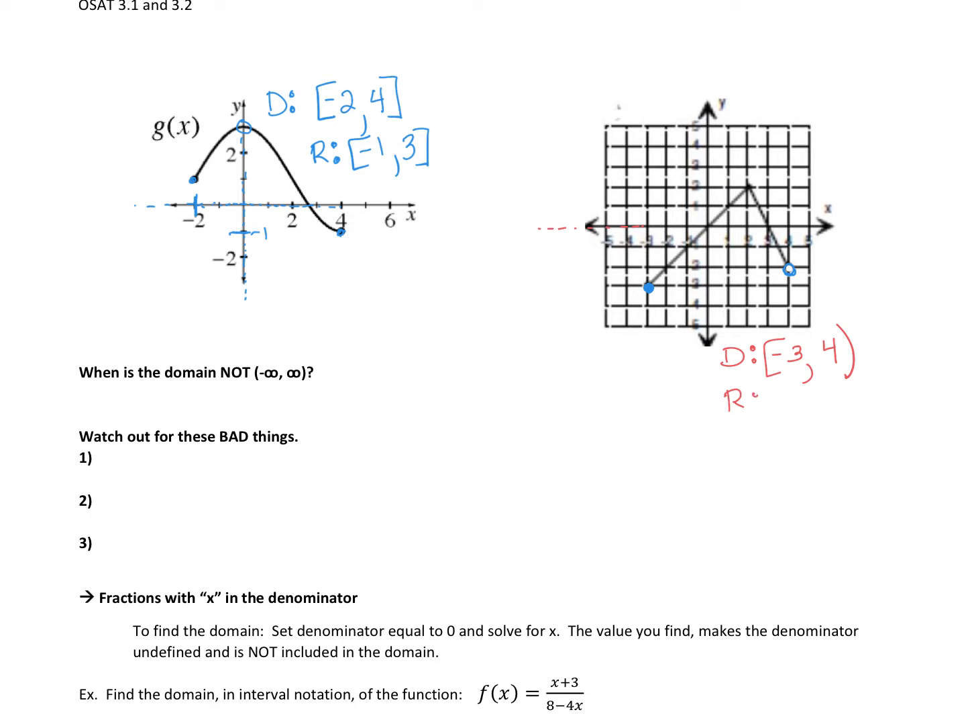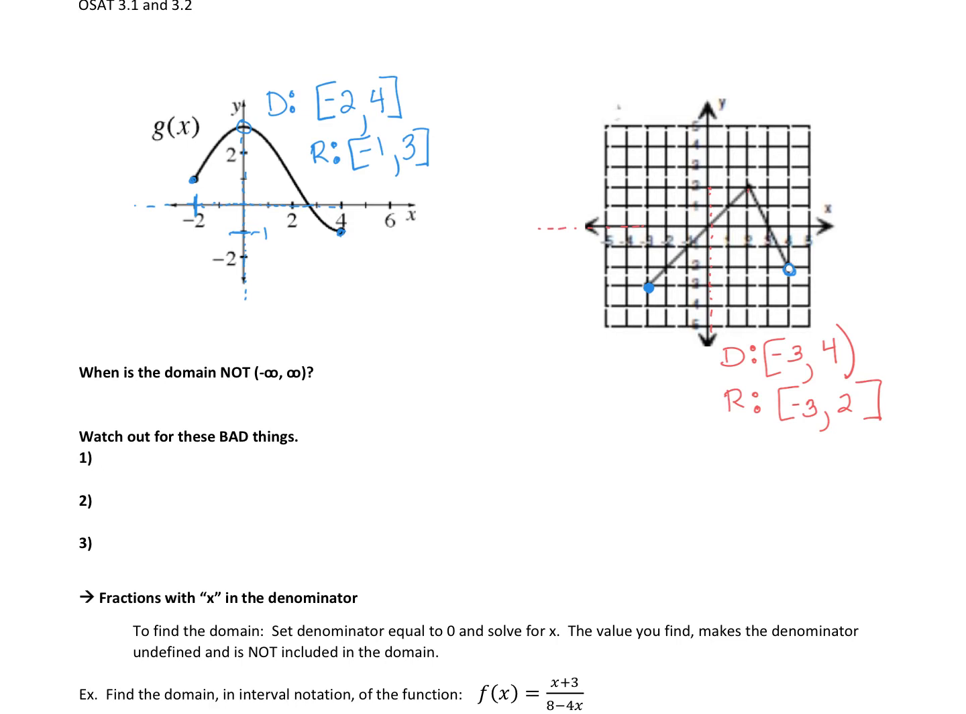And for our range, we notice that our lowest value is at -3, and it's inclusive. And we can have function values all the way up. Our maximum here looks to be 2, also inclusive.